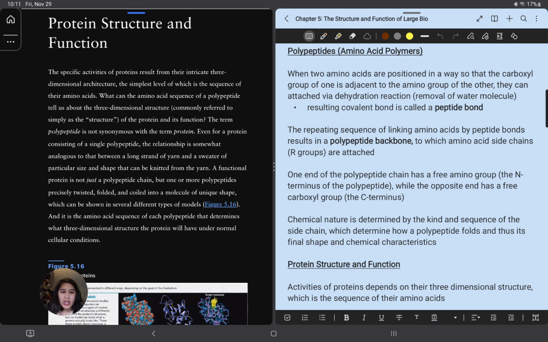One end of the polypeptide has a free amino group, the N-terminus of the polypeptide, while the opposite end has a free carboxyl group, the C-terminus. Chemical nature is determined by the kind and sequence of the side chains, which determine how a polypeptide folds, and thus its final shape and chemical characteristics.